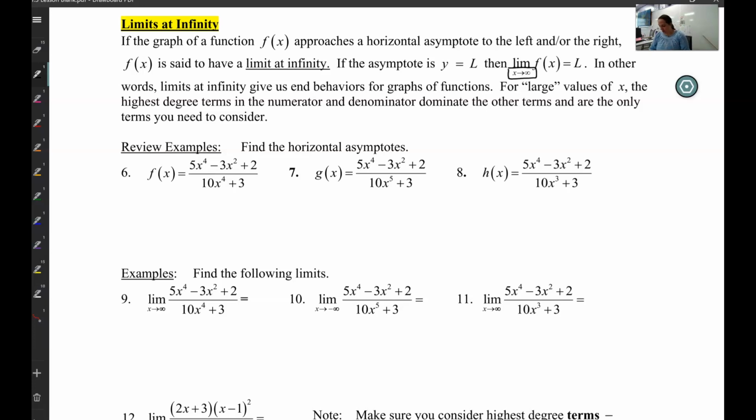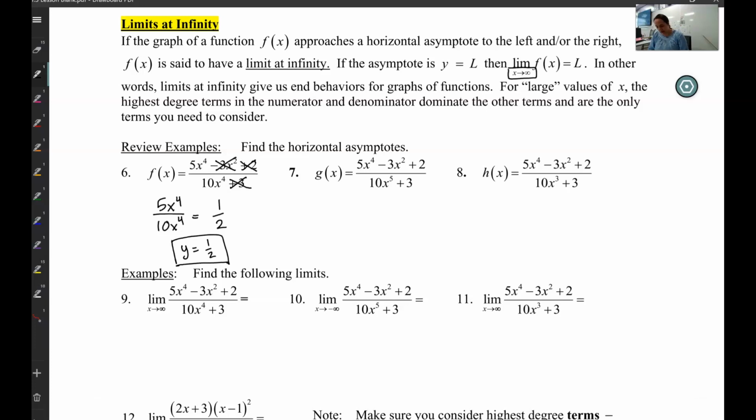The way we find those is by comparing the first terms, or I should say the greatest degree terms. So I look at the numerator, find the term with the highest exponent, ignore the rest. Look at the denominator, find the term with the highest exponent, and ignore the rest. Then I simplify the division of the two highest terms. So that would be 1/2. So that means this one would have a horizontal asymptote of 1/2.